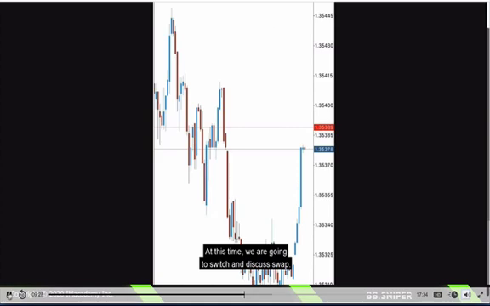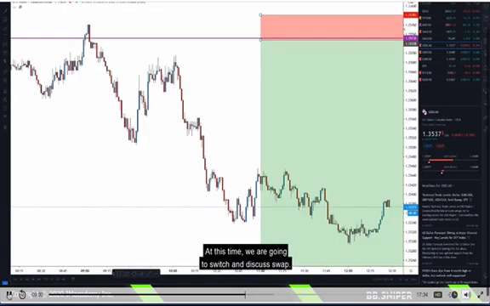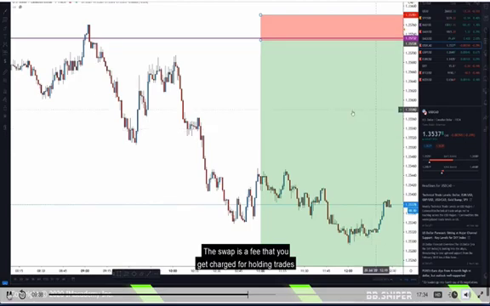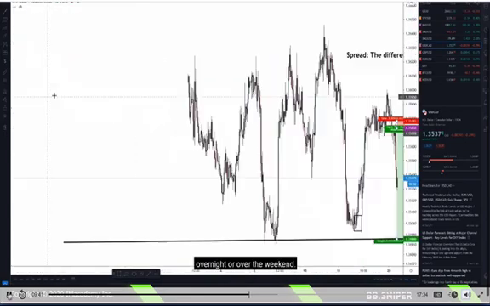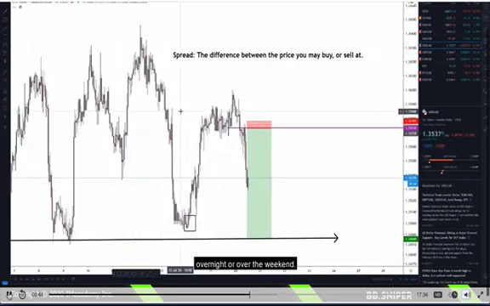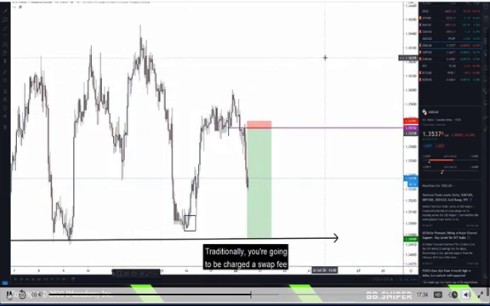At this time, we are going to switch and discuss swap. The swap is a fee that you get charged for holding trades overnight or over the weekend. Traditionally, you're going to be charged a swap fee on pretty much every single account type that there is. Most demo platforms even have a very small swap fee factored in, but there is a pretty big difference.